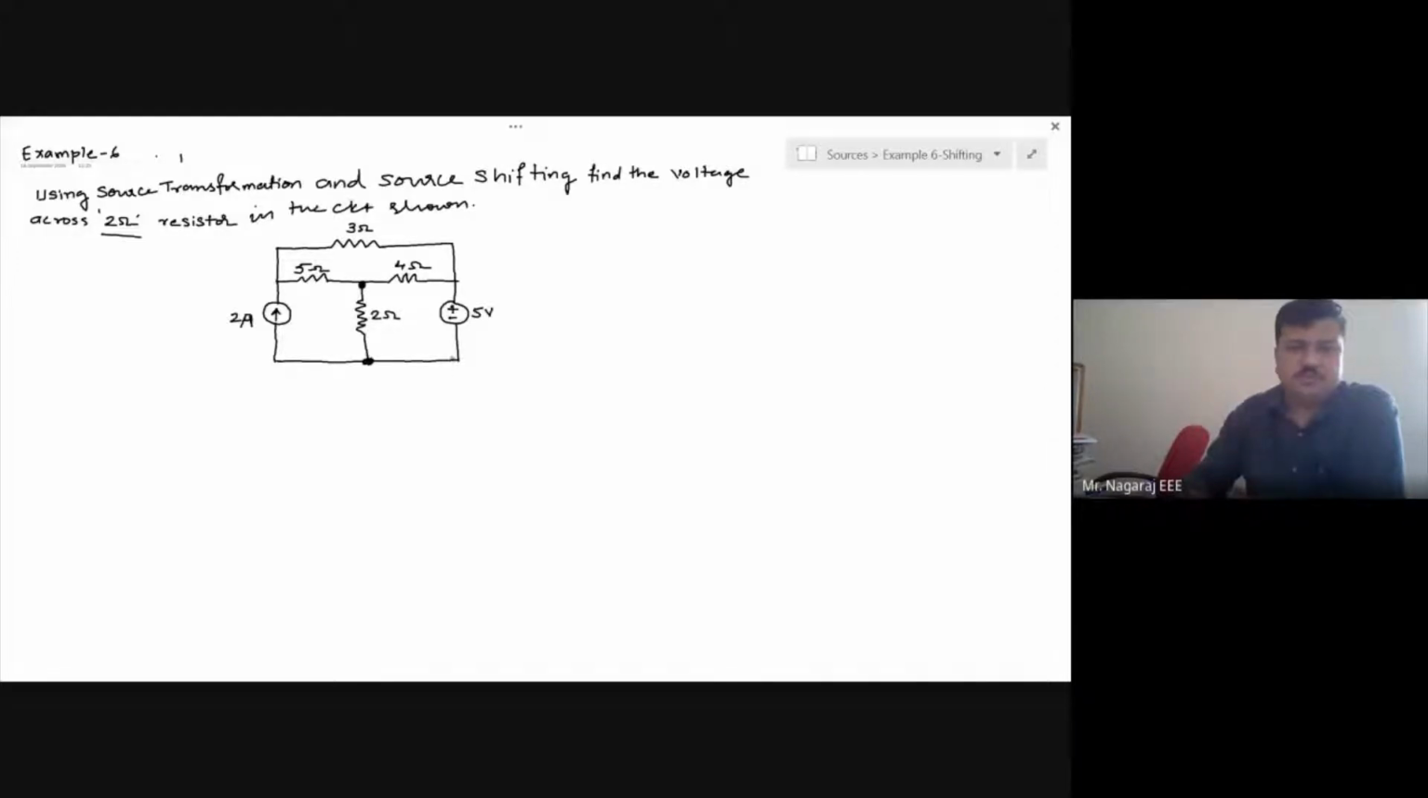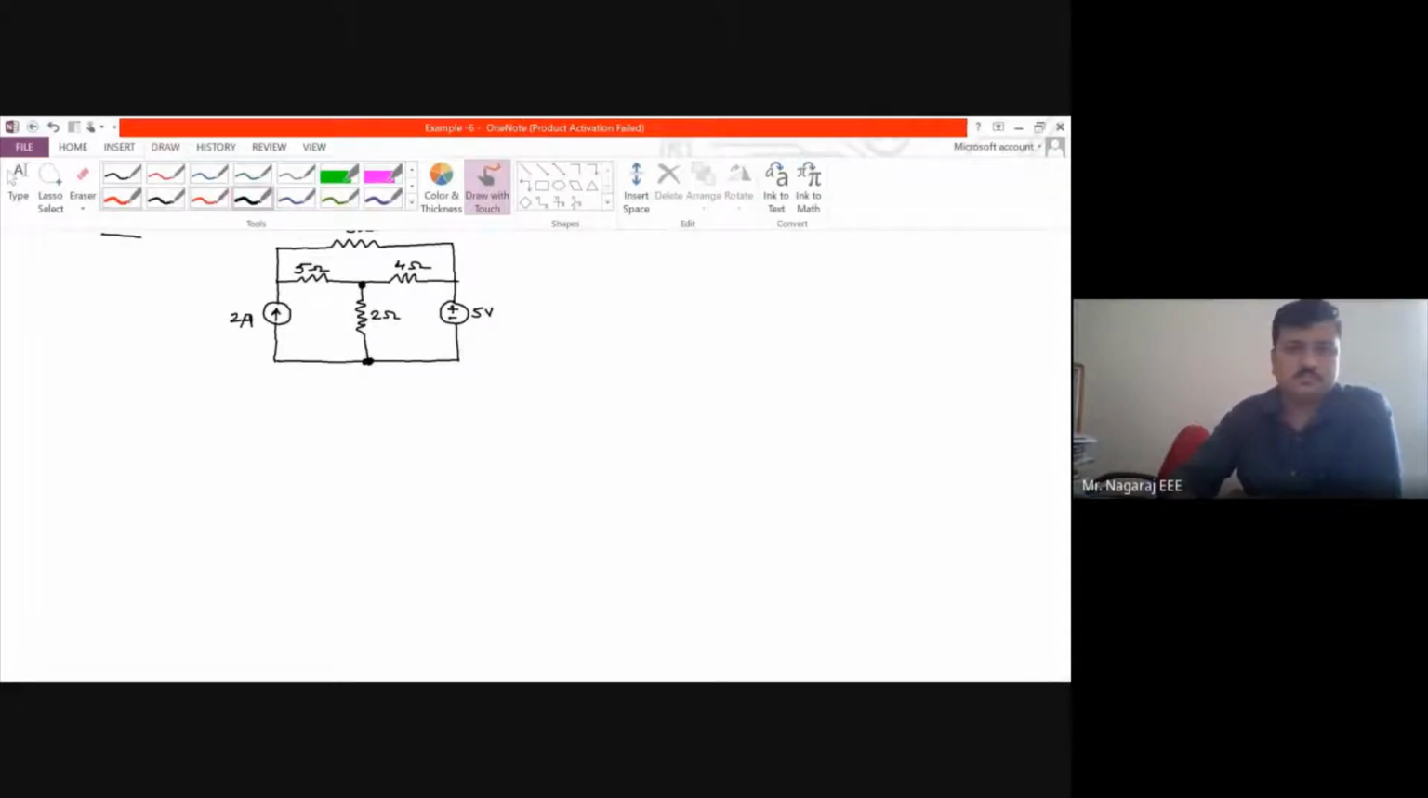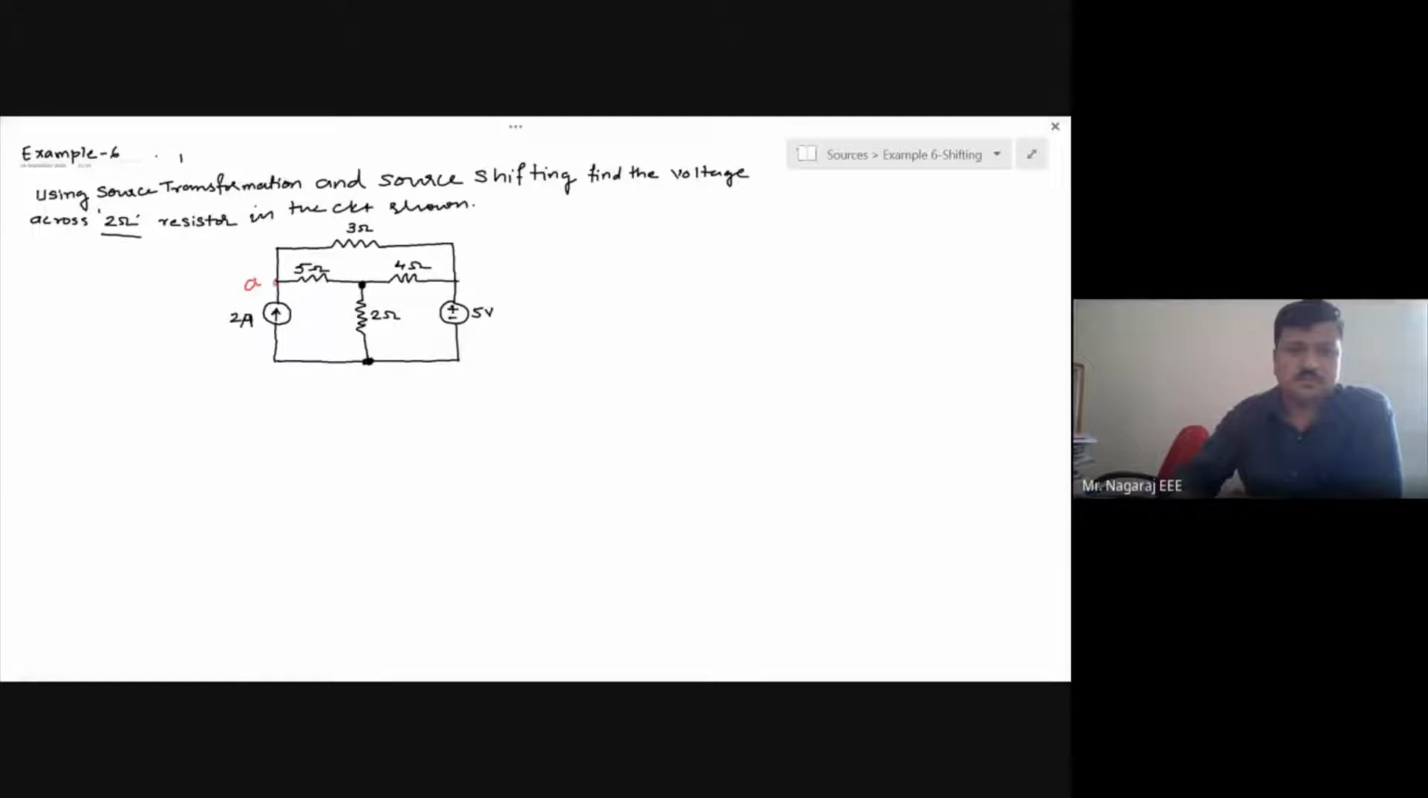And one thing we should observe here is I need to find the voltage across this 2 ohm resistor. Therefore, this branch containing 2 ohm resistor should be retained till the end of the analysis. I cannot make this branch of 2 ohm resistor consumed in any of the steps. So here, initially, let me name the nodes: node A, node B, and node C. It is for our reference.